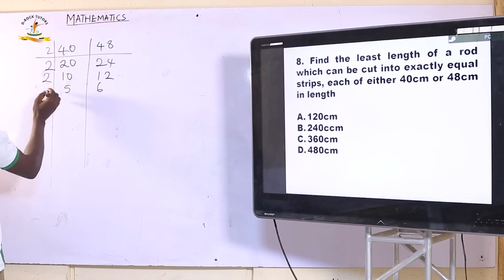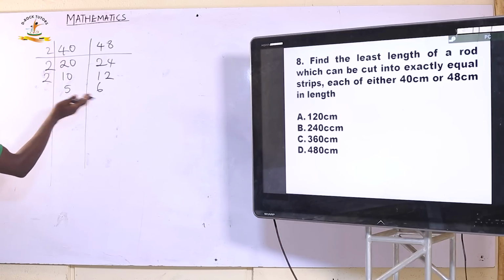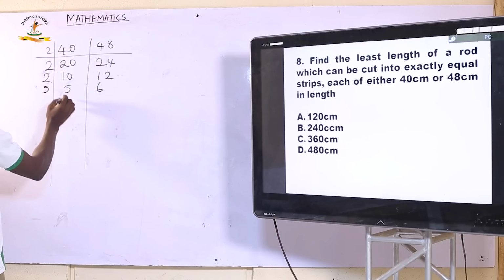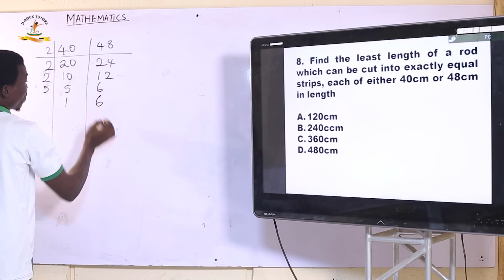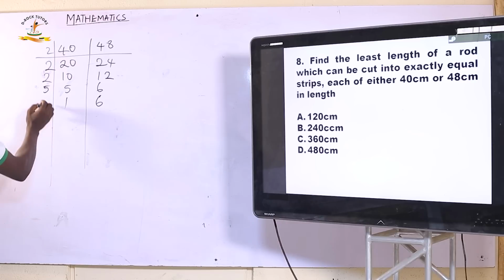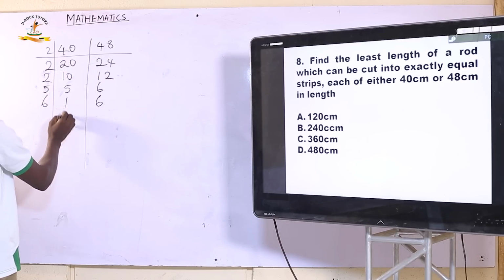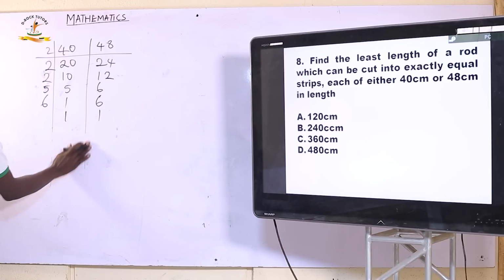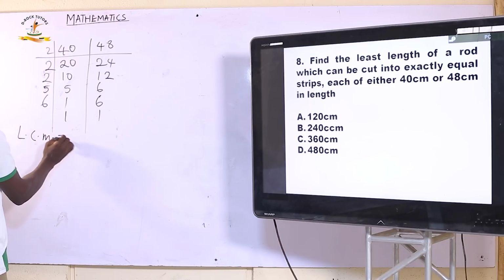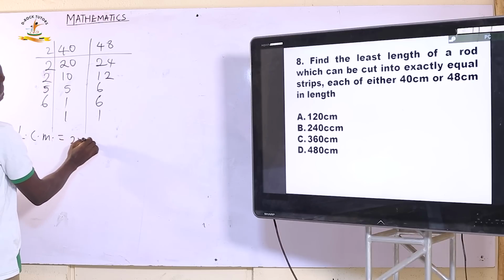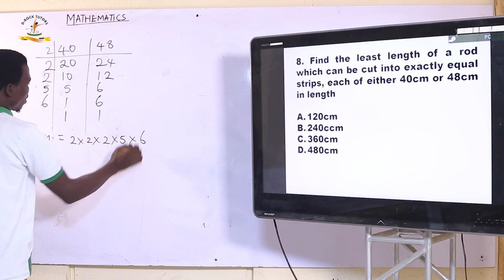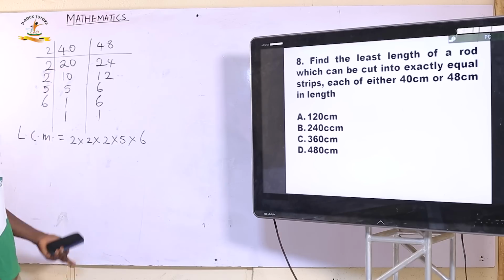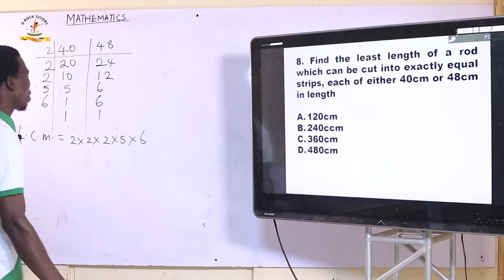Nothing else. We go to the next possible value that can cut any of this, and this is going to be what? 5. 5 goes in 5 is 1, goes in 6 is impossible, so we rewrite the 6. And the last thing that can happen there is 6 goes in 6 is 1, 1. So our LCM is going to be 2 times 2 times 2 times 5 times 6. And that is going to be the option that is most correct.